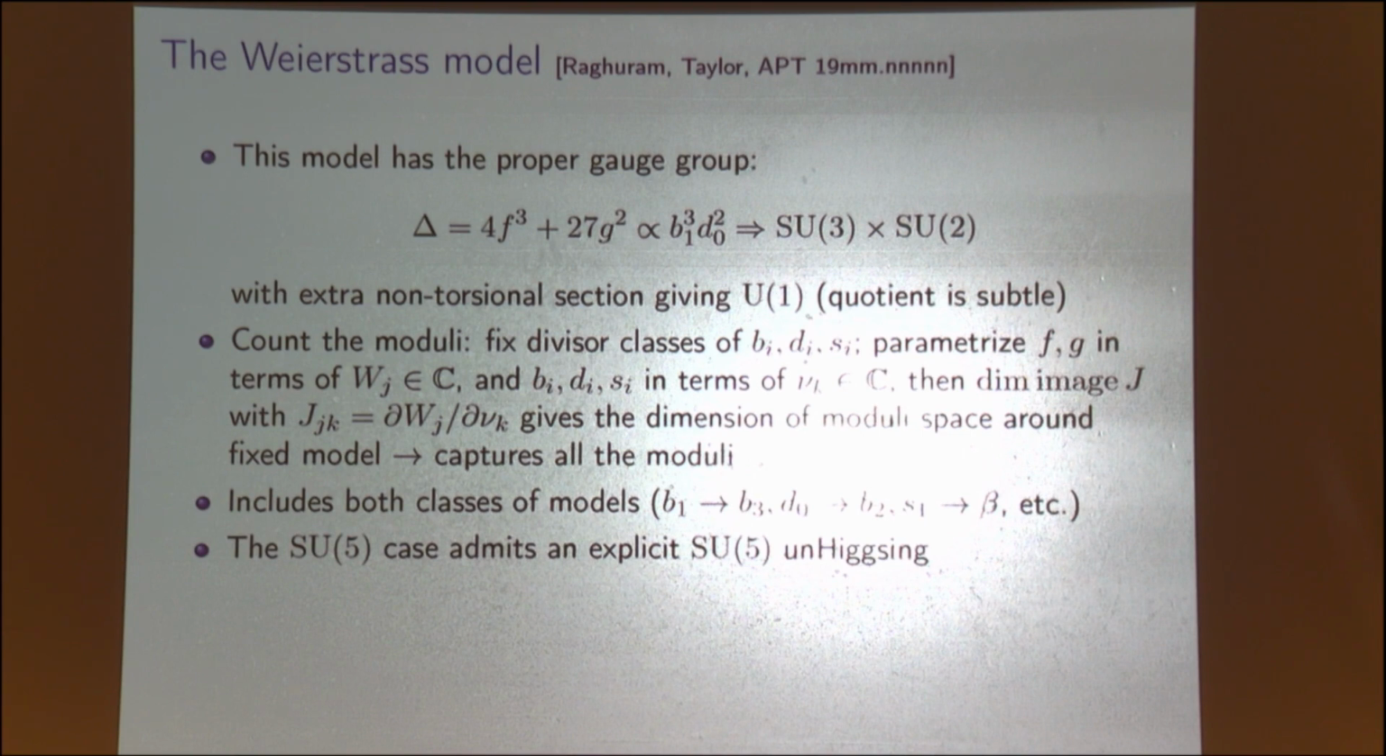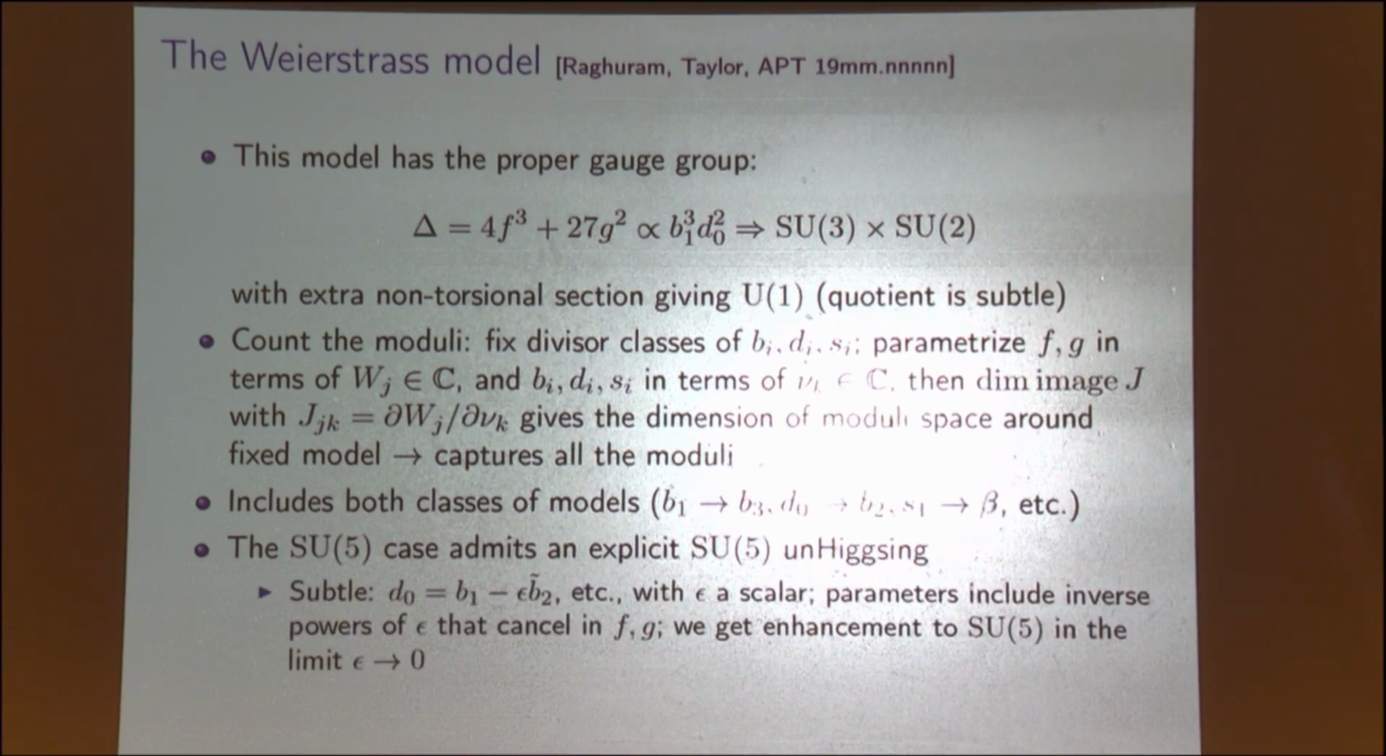And particularly exciting, we see explicitly in the Weierstrass model that the special SU5 case that we identified before does exhibit an explicit SU5 unhiggsing. And it's not what you would naively expect. It turns out to be pretty subtle. The naive expectation would be that you just want to tune these SU2 and SU3 to correspond with one another. So you would just set D0 equal to B1. But if you just try to do that, it turns out you unhiggs to SU5 times U1.